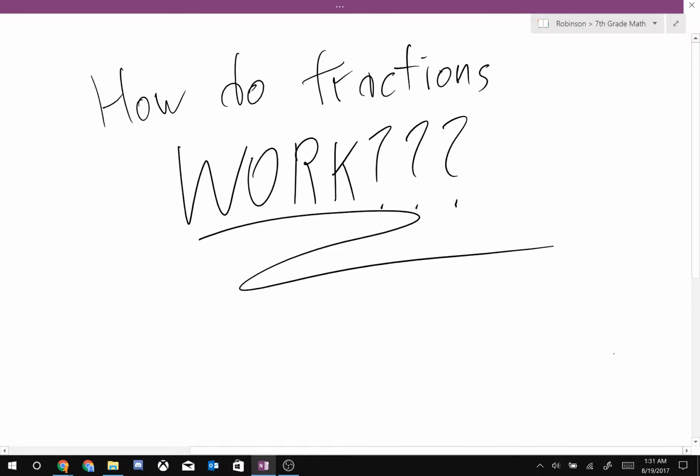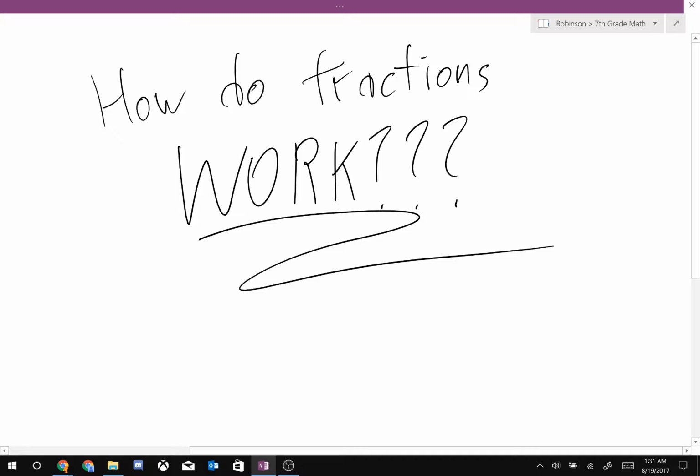Hi there. Today I'm going to talk about how fractions work, specifically multiplying fractions. It is a very odd concept to grasp that when you multiply two numbers, you could somehow result in a number that is smaller than either of them. This doesn't really make sense to us because we're always taught that multiplying is making things bigger very quickly. So hopefully this will make some sense.